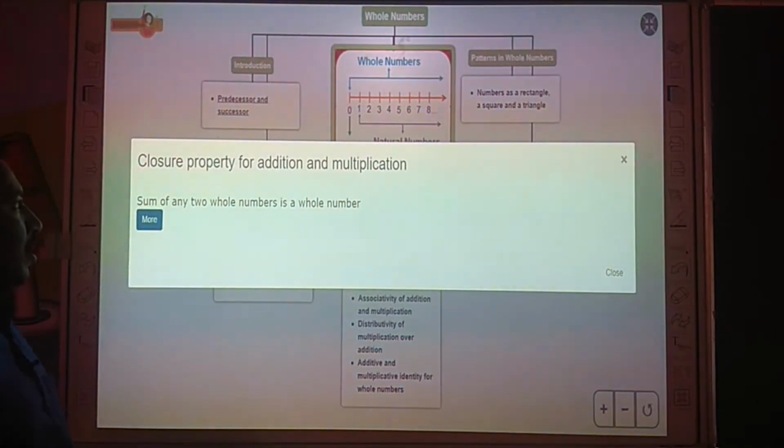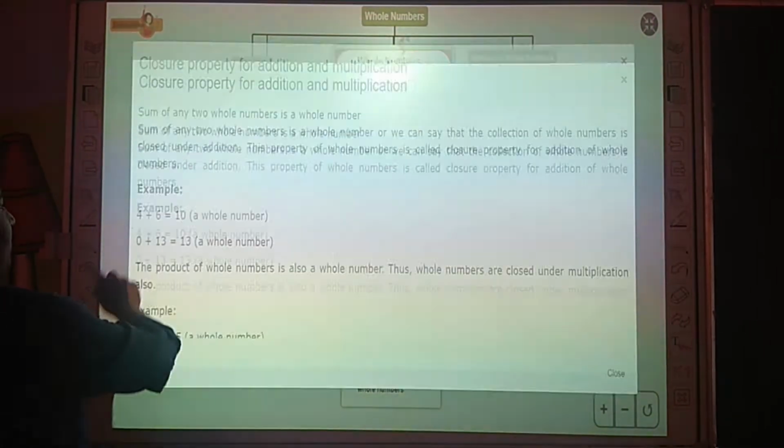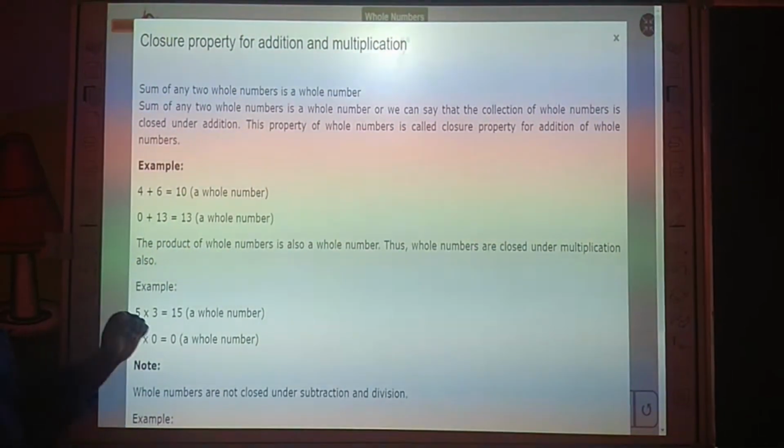Closure property of addition and multiplication. The sum of any two whole numbers is a whole number. That means 4 is a whole number, 6 is a whole number, 4 plus 6 is equal to 10, and 10 is also a whole number.